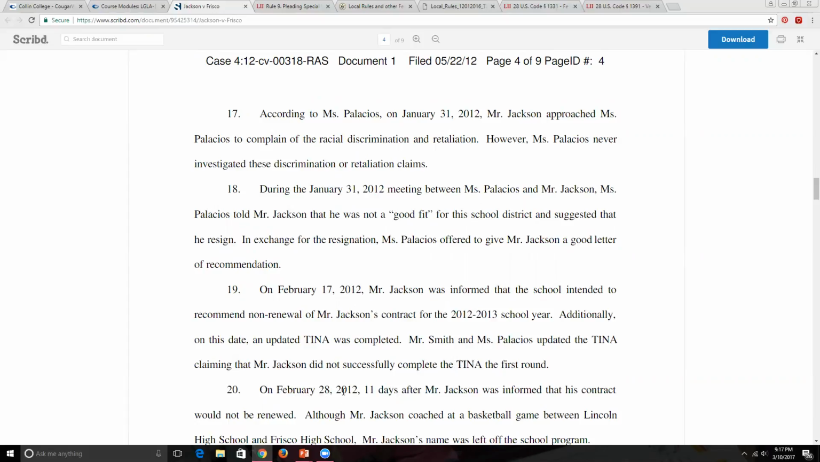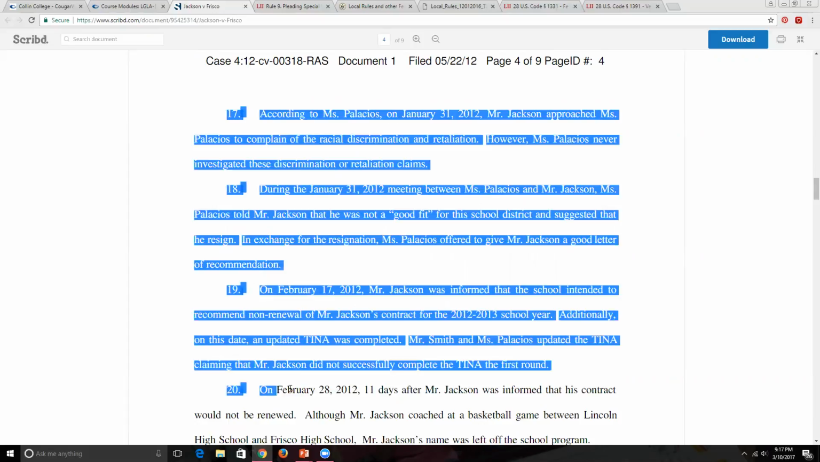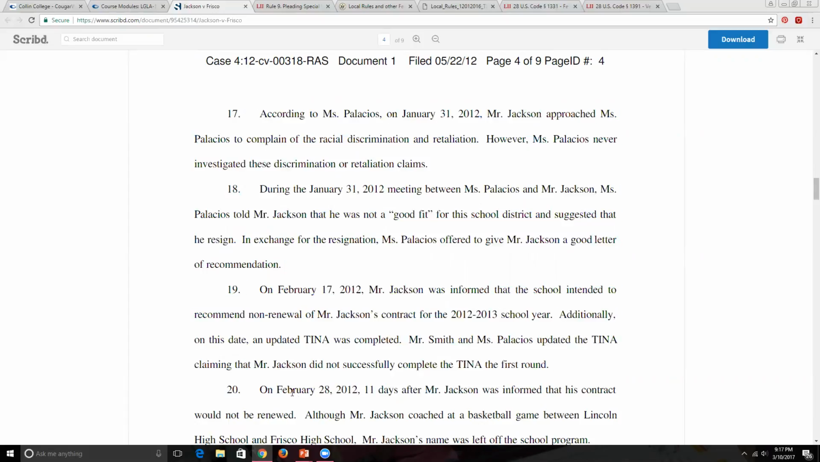On February 28, 2012, again, we're back to this pattern of having the on a particular date. 11 days after, it's a good practice for very small numbers like this to actually write it out as opposed to using digits. 11 days after Mr. Jackson was informed, so again, passive voice, Ms. Palacios informed Mr. Jackson his contract would not be renewed.